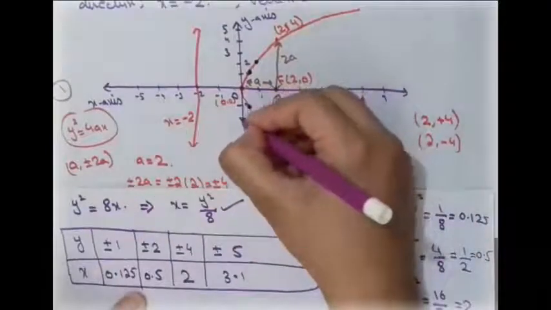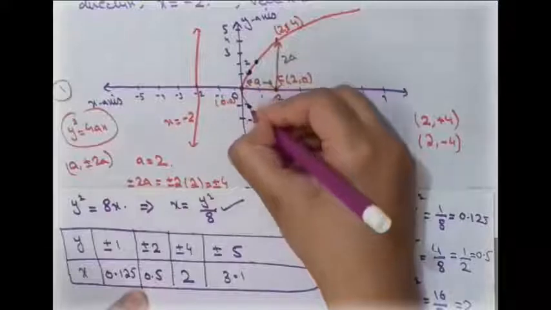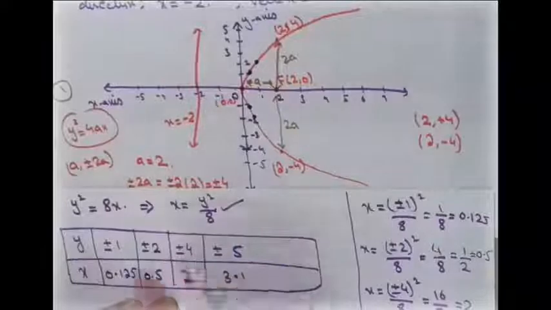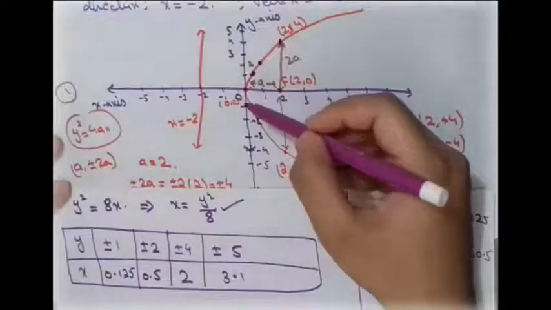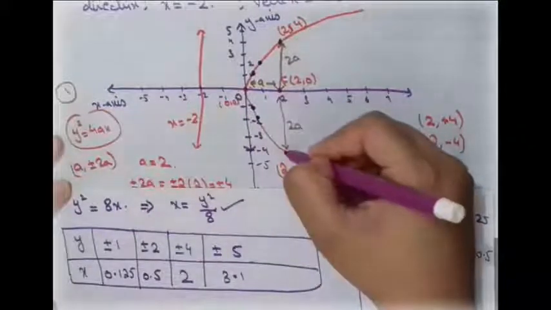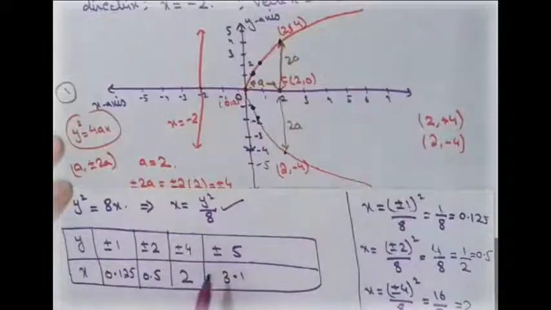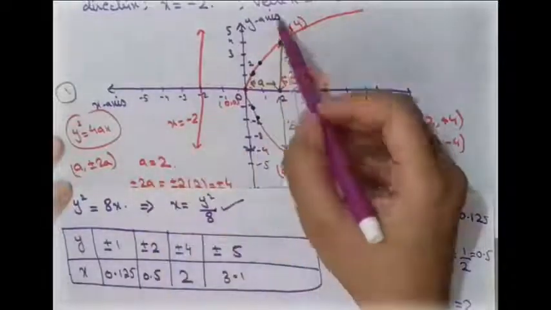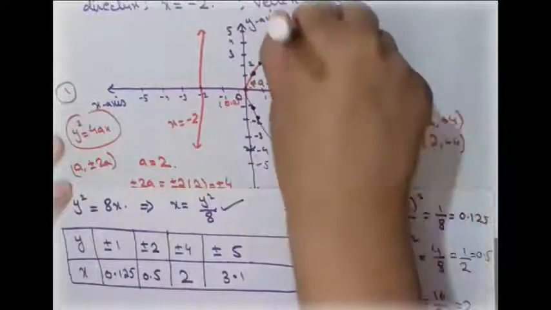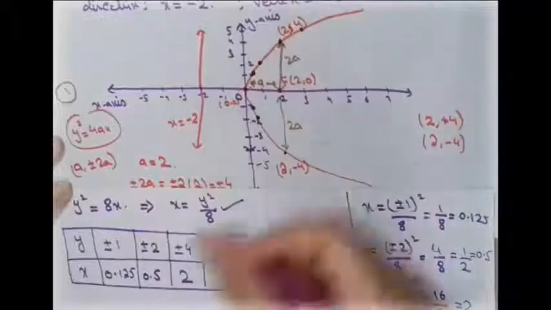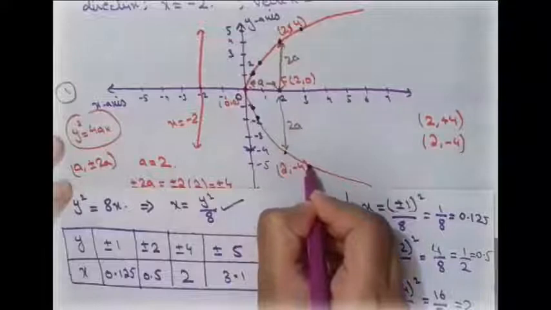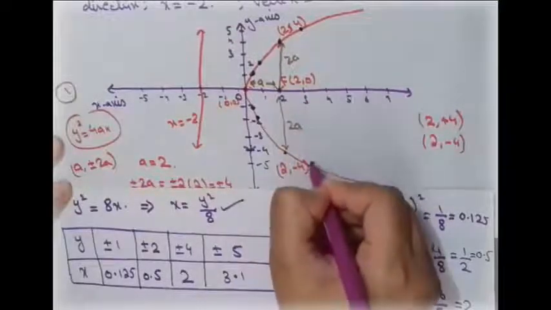And if the value of y is negative 2, then it will be 0.5, which is a point here. And if I take plus or minus 4, if the value of y is negative 4, then the value of x will be 2. So here is a point that we already found. And lastly, we take a point which is positive 5, and here is 3.1 something here. So here is a point which is on the parabola. And in a similar way, if I take negative 5, here is 3.1 something here.